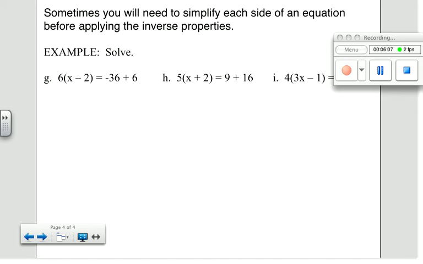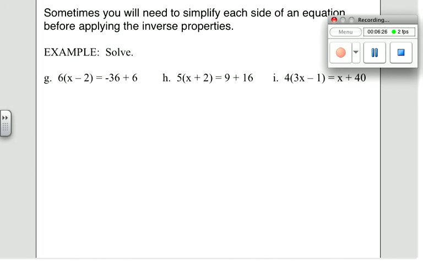Now, the third type of equation that you will be faced with is one where you might have to simplify each side of an equation before applying the inverse properties. So you might see some parentheses. That's your biggest cue that you'll need to simplify first. So let's look at the first one.